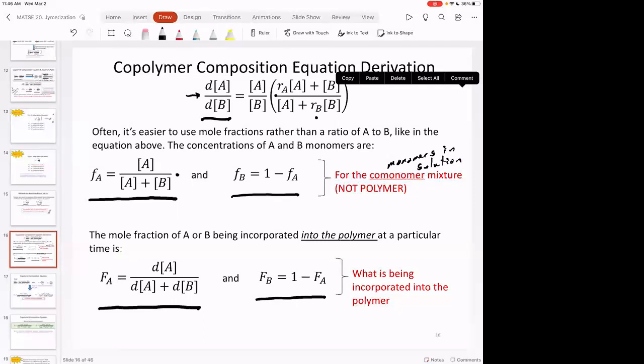And since polymers are awesome, they get a capital letter. This class is all about polymers, capital, and so it's easy to remember. Capital letter is polymer. That's the only way I can remember it. All right.